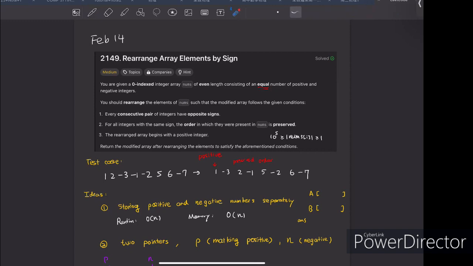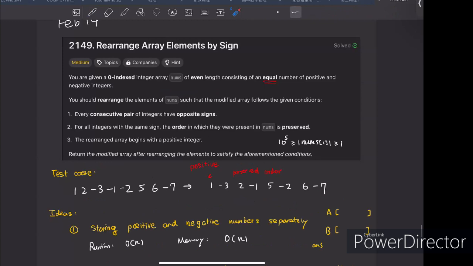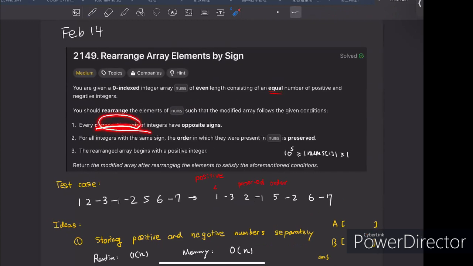We are given an array nums which has even length, consisting of an equal number of positive and negative integers. And then we are asked to rearrange this array by the signs. There are three conditions of the rearrange rule. The first is every consecutive pair of integers has opposite signs. It means that one negative comes after one positive, and then alternately.